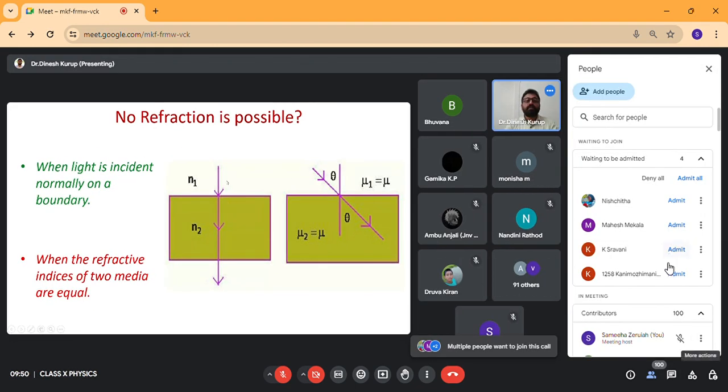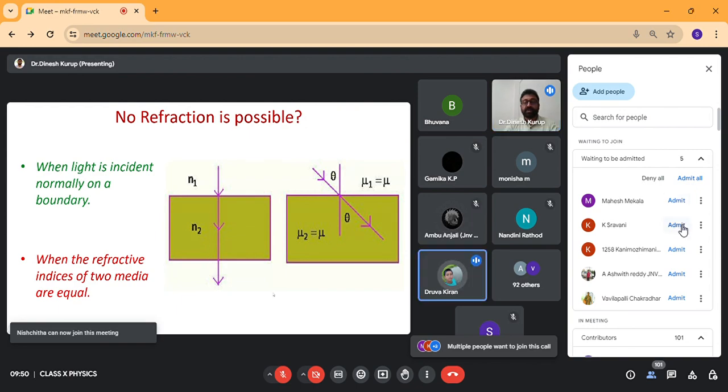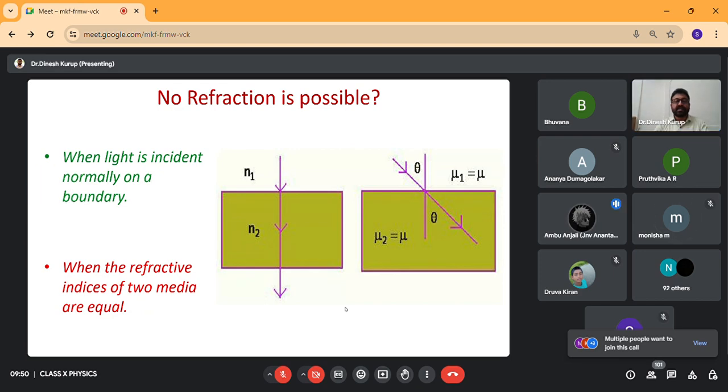Okay. Now, is refraction happening or not in the first slab? No, sir. What is the reason? Because it is entering normally on a boundary. When the light is incident normally on a boundary, refraction will not take place. Refraction will take place only when light is incident obliquely at an interface. Sir, it depends on the angle. Yeah, right, it depends on the angle.